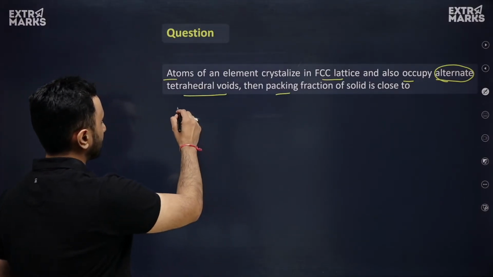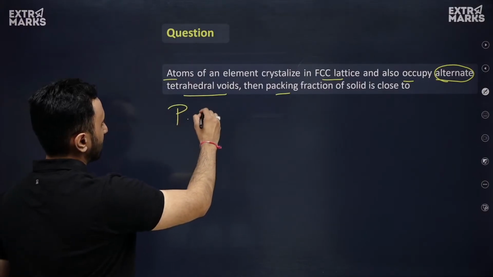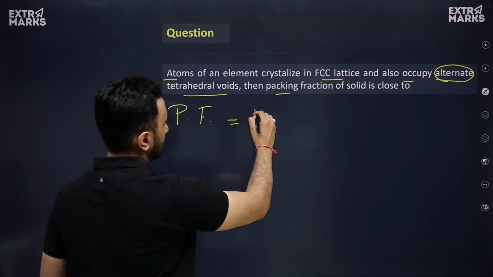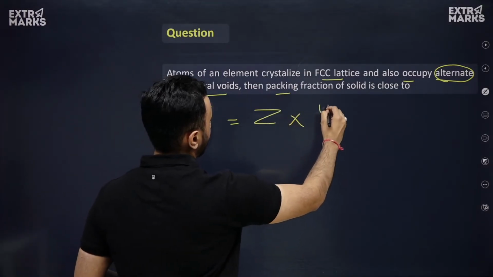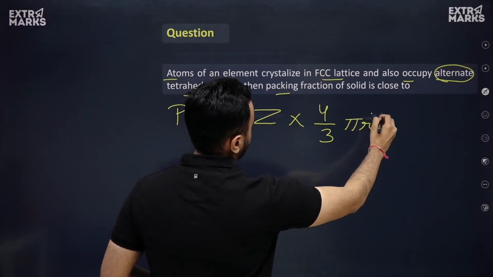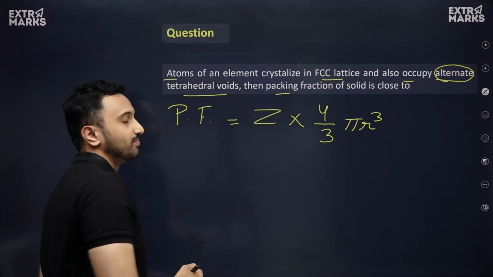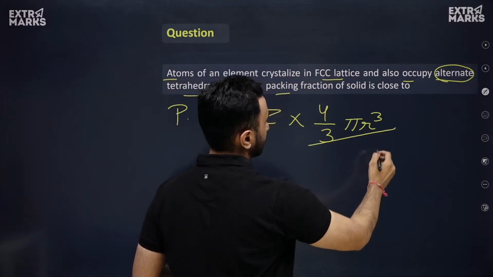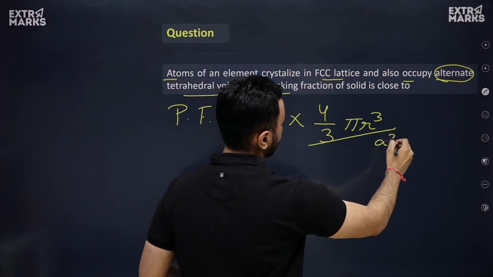So to solve this question, we will need this formula, that packing fraction is Z into 4 by 3 pi r cube, right? 4 by 3 pi r cube divided by the volume of unit cell, which is a cube, right?